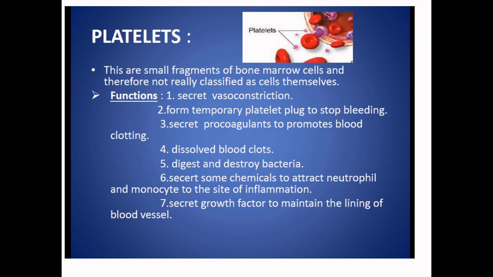They also have other functions like digesting and destroying bacteria, and they secrete certain chemicals to attract neutrophils and monocytes to the site of inflammation in the body. They also secrete different growth factors to maintain the lining of blood vessels.